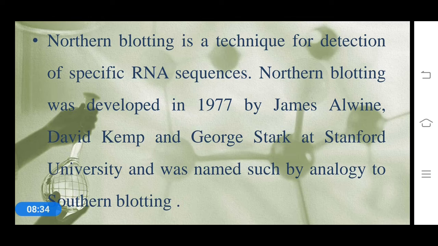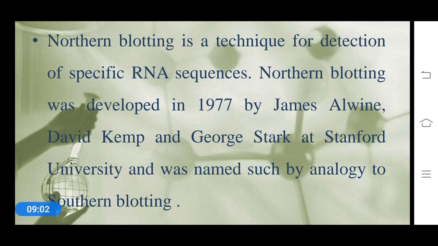They named this blotting technique after southern blotting, based on the directions. The first identified blotting technique is southern blotting. Of course, it is named after the scientist Southern, but they took the directions: south for DNA, north for RNA. In that manner they named this northern blotting.